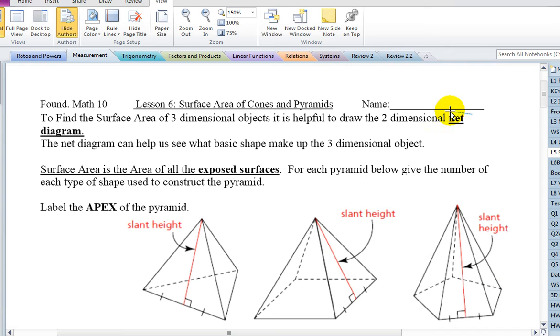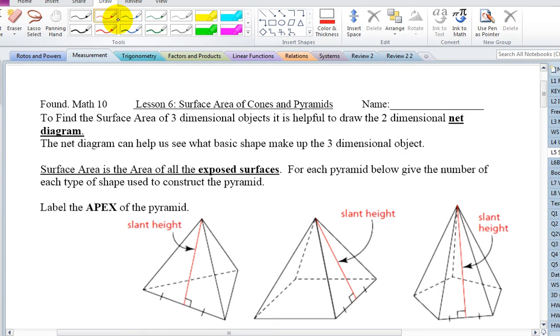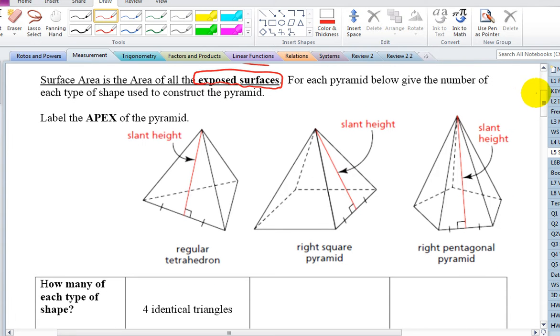Okay, again, the net is a two-dimensional drawing. That can help us see what basic shapes make up the three-dimensional object. The surface area is just the exposed surfaces. Looking below, we're going to analyze the shapes.